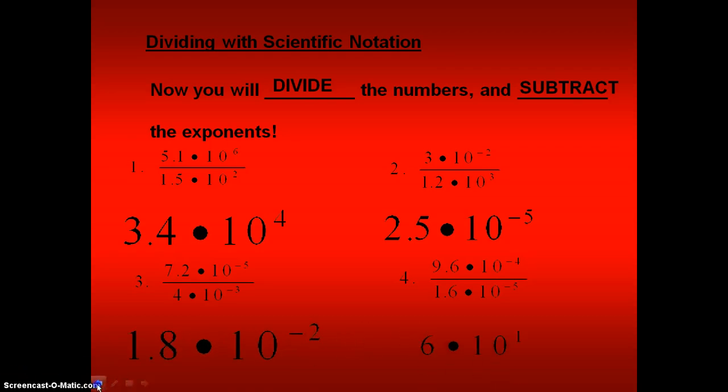A little too fast there. Divide the first two numbers and then subtract the exponents here. Notice that you have a negative, and you're using a subtraction sign, so you're going to have a double negative here. And you should get 6 times 10 to the first power.